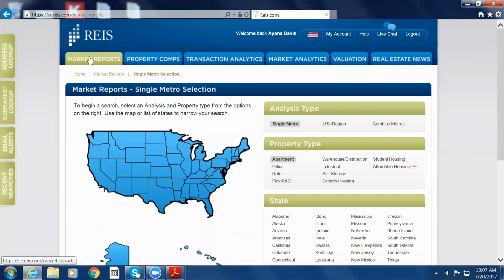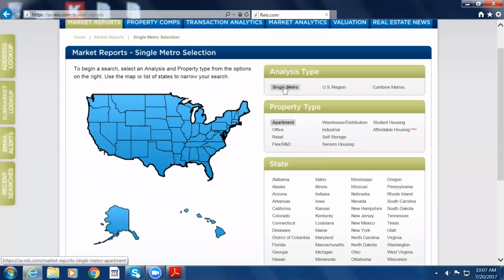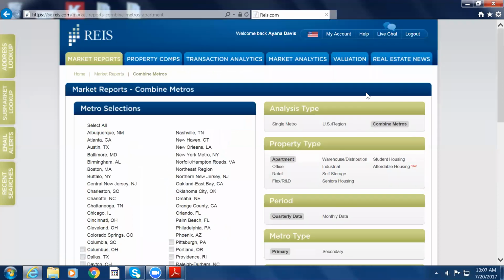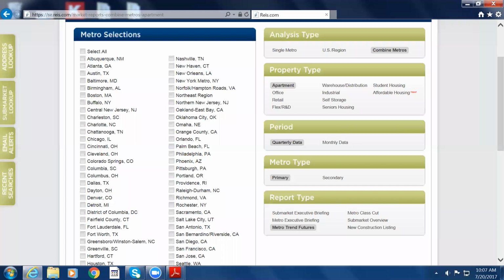So the first thing that I've selected here is the Market Reports tab. I just want to show you a quick map of the coverage. I've selected one market. Now, if there's a chance that you are looking at multiple markets, you can select them through here, through combined metros. Again, that's every single market in Texas.